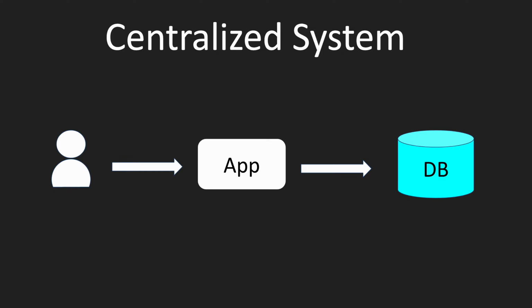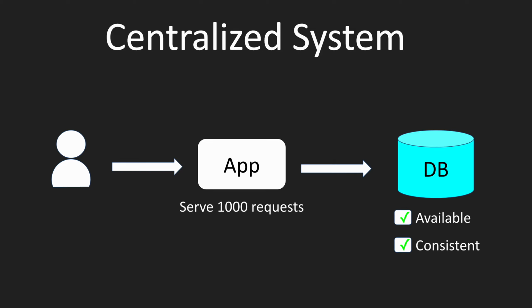Let's first take a look at the opposite of the distributed system, a centralized system, and we have a very simple app which is serving 1000 requests a day. So what we can tell about this system, our system is available and it's also 100% consistent.